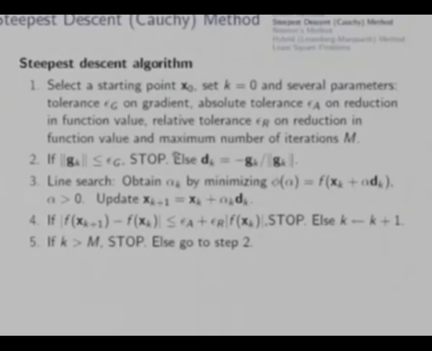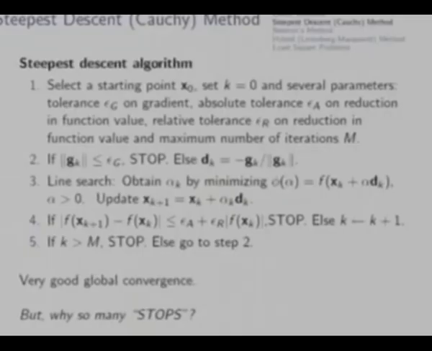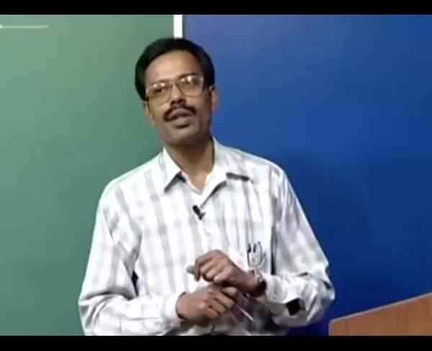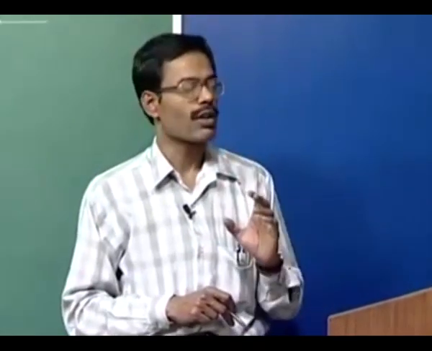Okay. So, this is the typical loop. Now, one great merit of this method is that it has excellent global convergence. That is, started anywhere, at every step it is assured that it will make a descent step and it will approach the minimum point. But why do we put so many stops? Because in spite of having excellent global convergence, the method of steepest descent has a very poor local convergence.